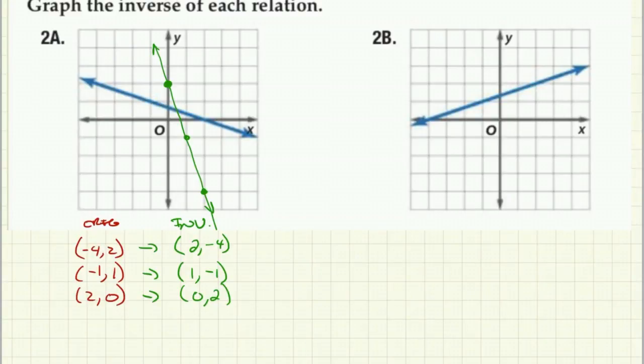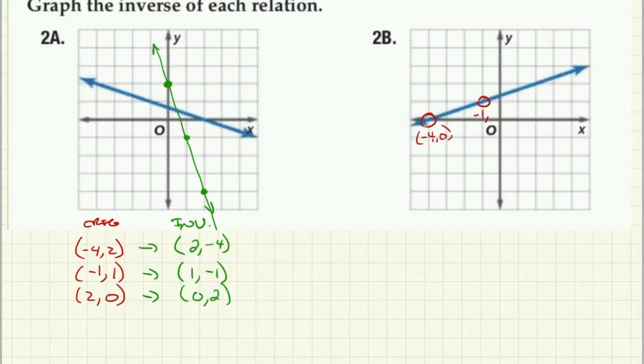Next, let's take a look at 2b. We're going to do the exact same thing. Identify a couple of points, two or three points on the original graph, and then we're just going to draw the reverse. So what do we have here? We have a point there, and that's going to be at -4, 1, 2, 3, 4, yeah, (-4, 0). So I have an x-intercept of -4. Looks like I have another point here, and that's at (-1, 1).